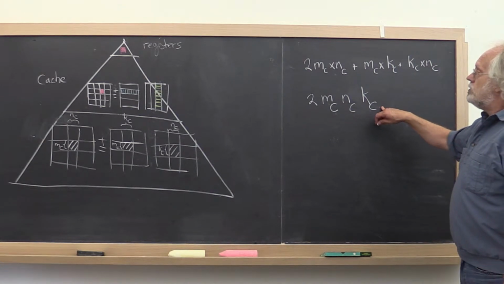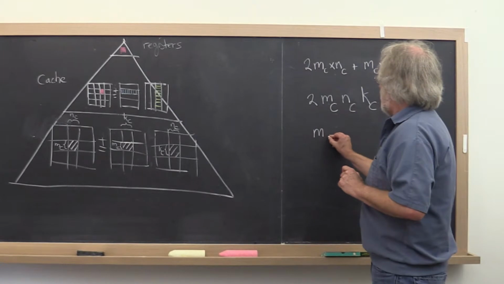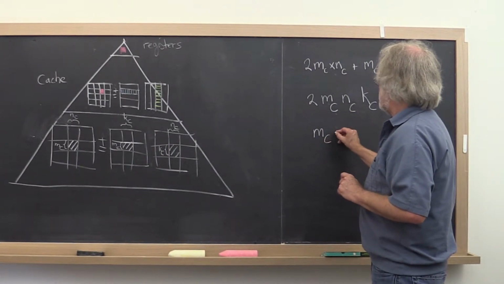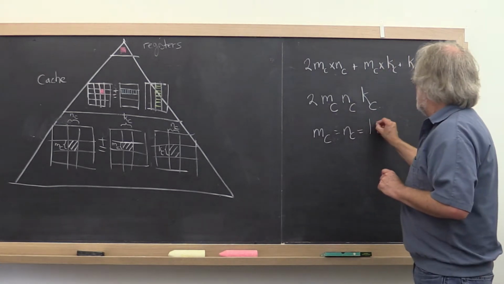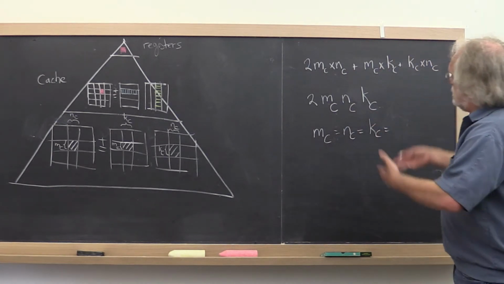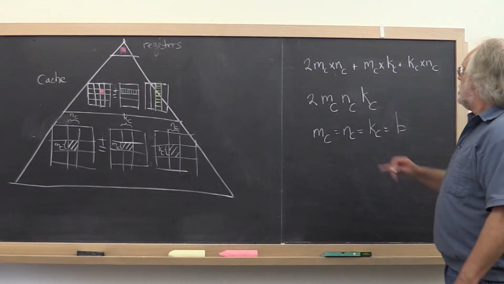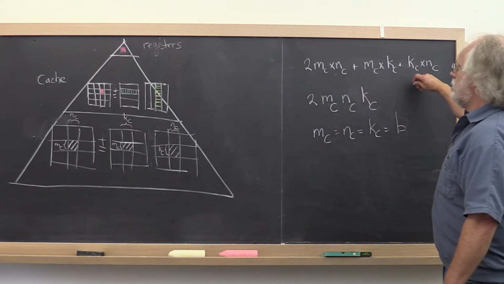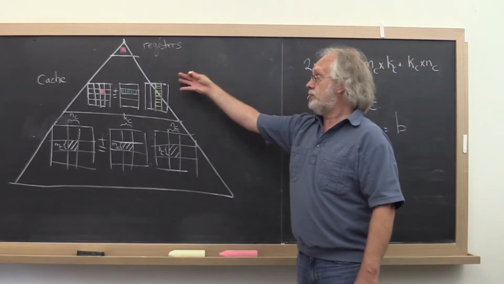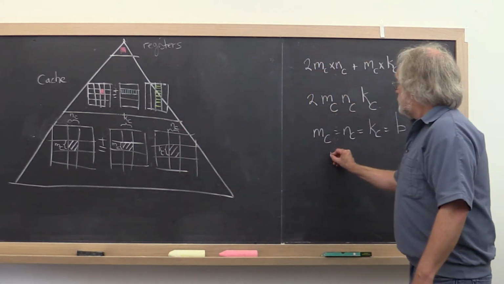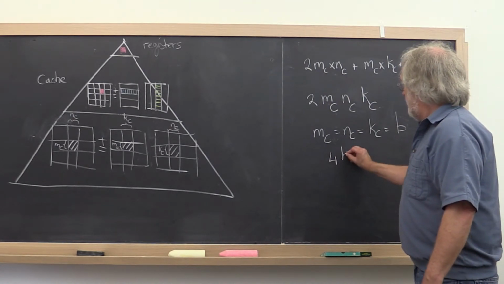Now, just for analysis sake, let's analyze what happens if these block sizes are all equal. Let's call it B. Then what we see is that the number of floating point numbers that need to be brought from memory into cache and back is 4 times B squared.